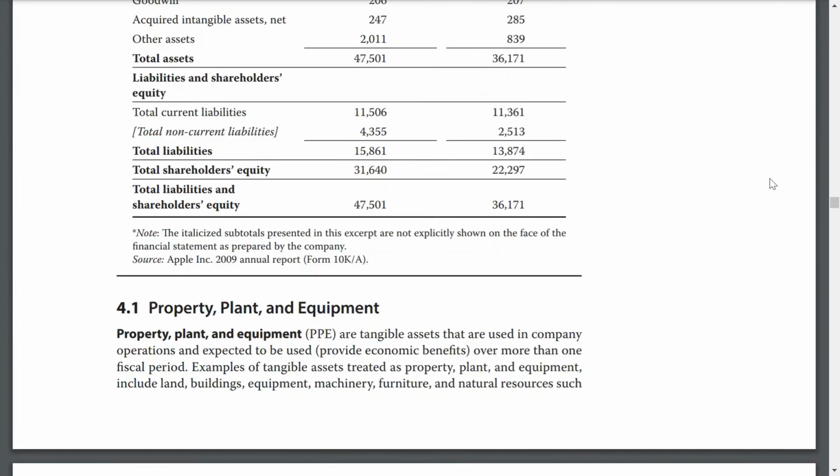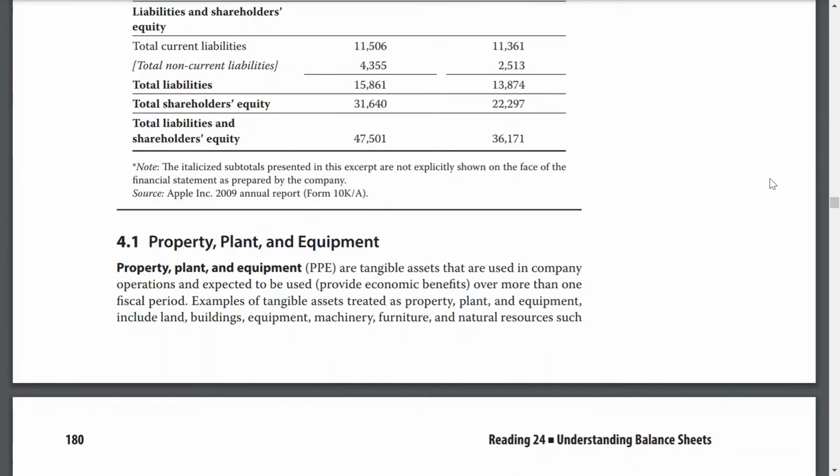Property, plant, and equipment. Property, plant, and equipment, or PPE, are tangible assets that are used in a company.